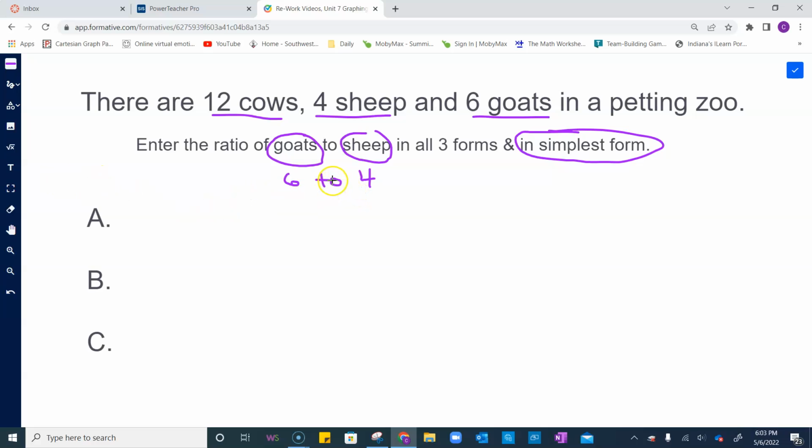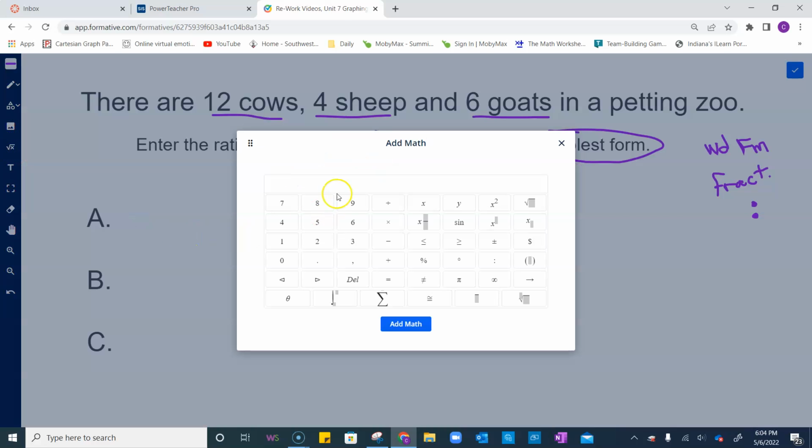And so when we are putting these into our forms, we want to know what the forms are for ratios. You need to know that there's word form, and then there's the fraction form, and then there's using the colon. So we're going to represent these numbers first in those forms. So I'm going to enter the form as words. So you could just use 6 to every 4 or 6 to 4. I'll say to every 4. That's one form.